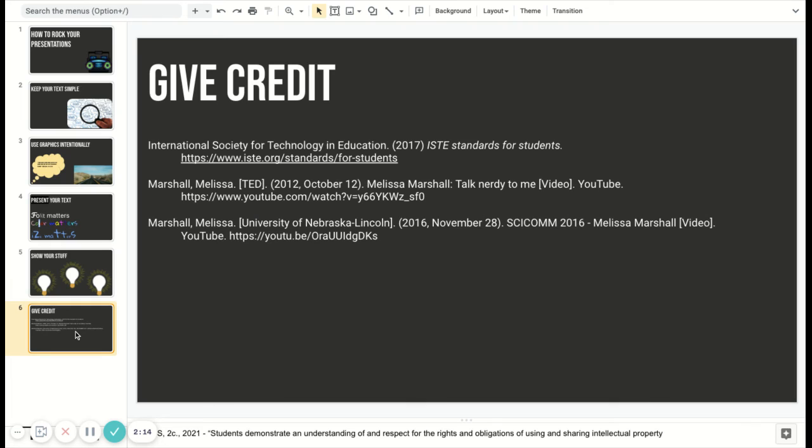The last key thing to consider is how we can give credit to the individuals that have helped us or resources that we've used. For example, the ISTE standards, those things that we think about when we're trying to figure out how to use technology well, we want to make sure that we give credit for those things. So I put that website that I used and that awesome presenter that I mentioned a few slides ago, her name's Melissa Marshall. So I included the videos that I watched from her.